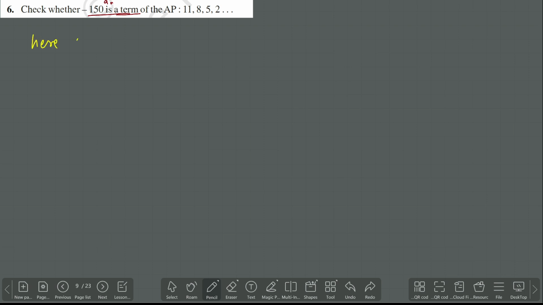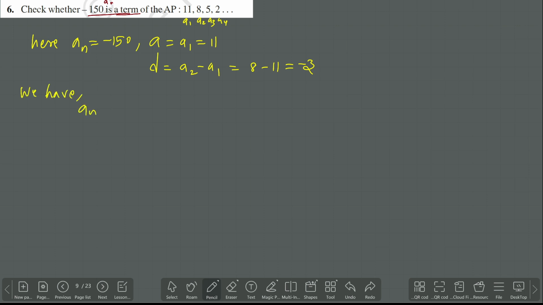Here, a_n is minus 150. What is a? This is my first term, second term, third term, fourth term. a equal to a1, and a1 is 11. Then what is the d value? d equals a2 minus a1. So d equals 8 minus 11, which is equal to minus 3. Now I'm going to use the formula a_n equals a plus (n minus 1) times d. The a_n value is minus 150 equal to the a value 11 plus (n minus 1) into the d value minus 3.